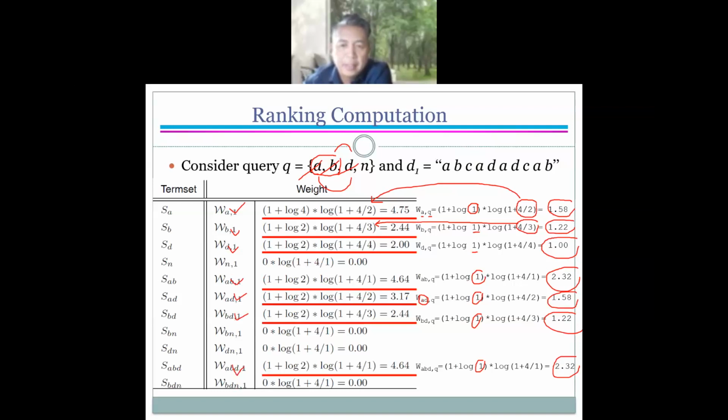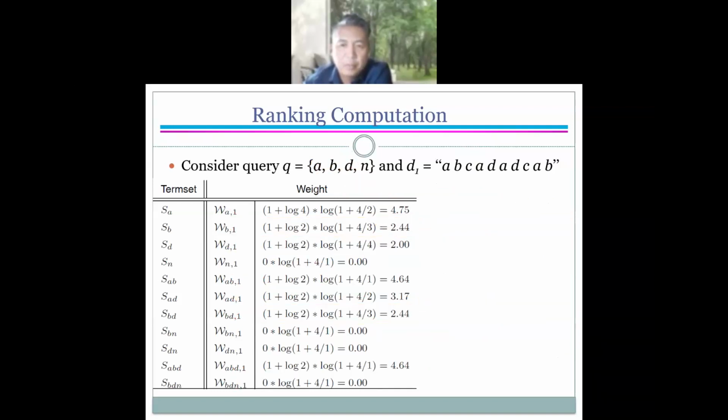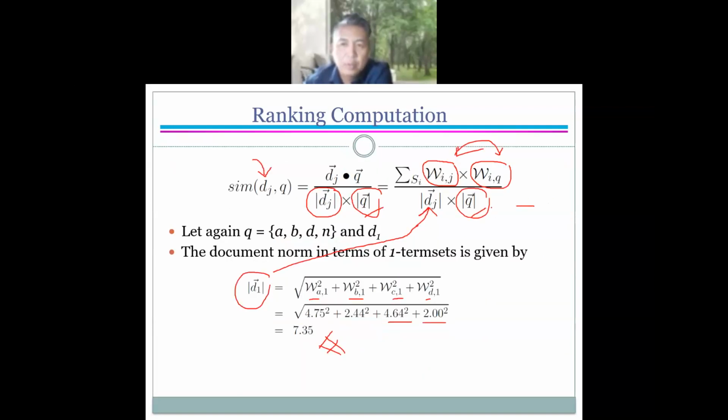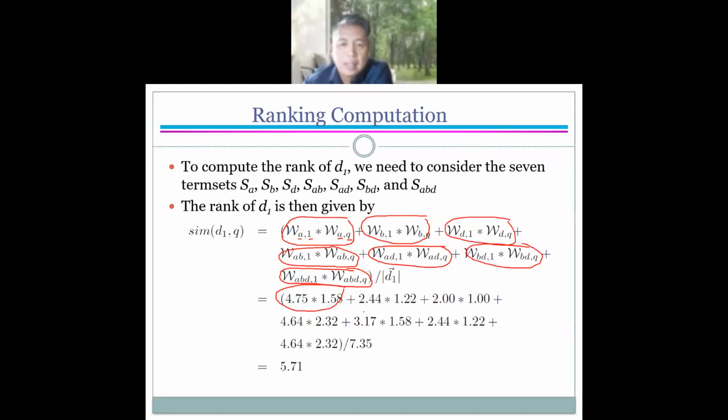Okay. And remember that this is constant, so we do not have to compute. That's why in this calculation, they only say divide by the length of the document, because Q will be the same with all the calculation. Okay, so once you get all the numbers in the right place, we get this one. So this is the distance between document 1 and Q.